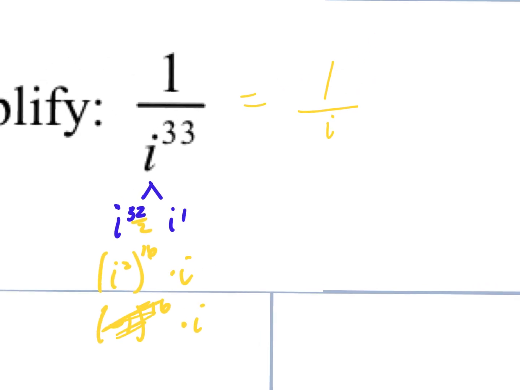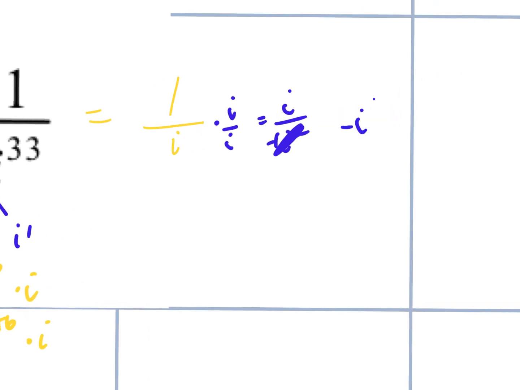But guys, just like you can't have a radical in the denominator, you are not allowed to have an i in the denominator. So we need to rationalize. I'm going to multiply the top and the bottom by i. So this becomes i over i squared. Well, what does i squared equal? Negative 1. So my answer is negative i.